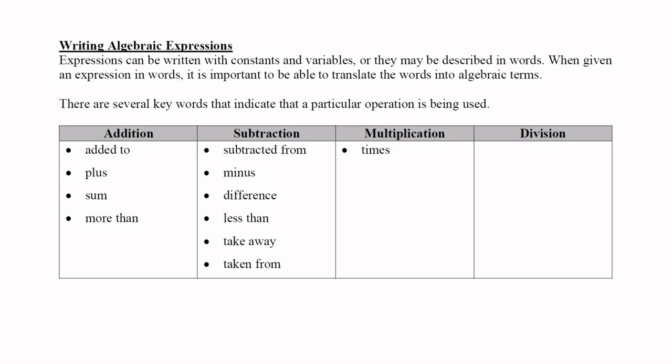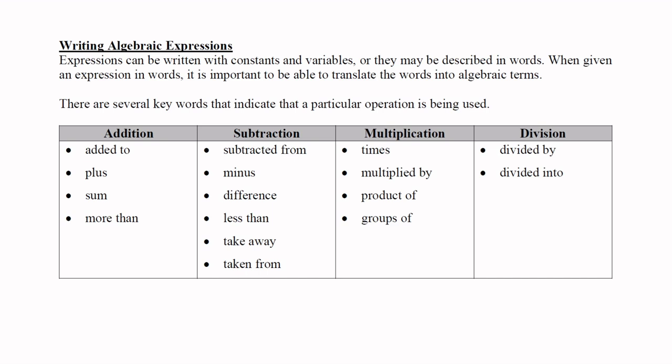In multiplication, we have times, which is what we call the operation itself. We have multiplied by. We have product of, because remember, the result of two numbers being multiplied is the product. And groups of, okay, because multiplication, groups of 3, you're multiplying by 3. In division, we have divided by. We have divided into, okay.